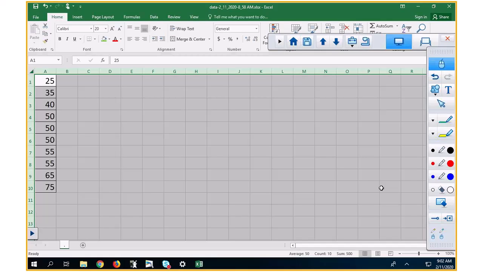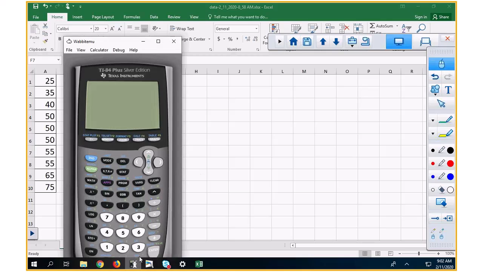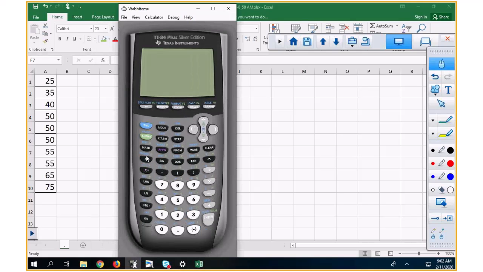Y'all already done? Oh, some of y'all are on the calculator drill team, aren't you? Well, I tell you what, let's go. Put that calculator to work. There we go. Stat. Edit. Let me mess this up now. 25, 35. Using a calculator with a mouse is just about painful.